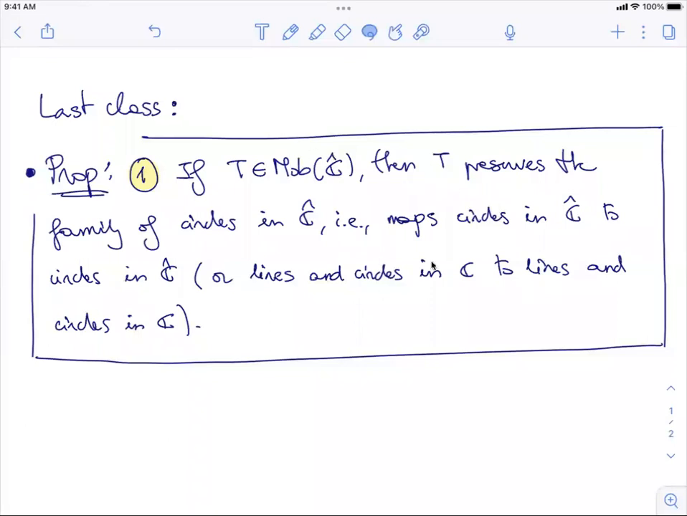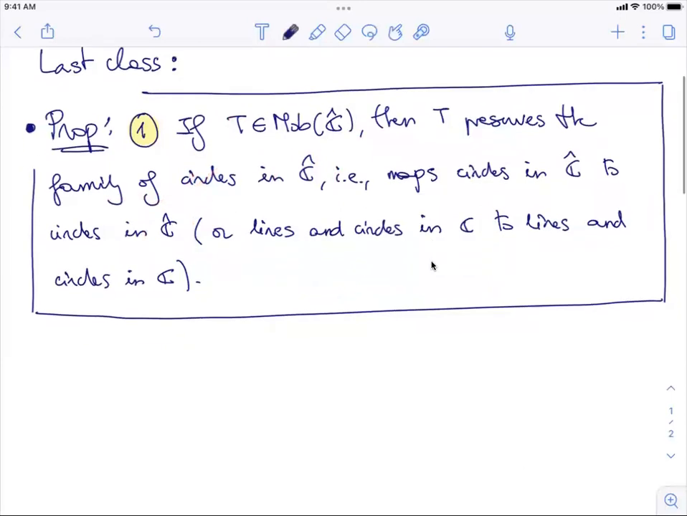Last class, we discussed this result that says that a Mobius transformation preserves the family of circles in the Riemann sphere, or extended complex plane C hat. Here, the goal is to show that any Mobius transformation will map a circle in the extended complex plane to another circle in the extended complex plane, which means that lines or circles in the complex plane get mapped to lines or circles in the complex plane. So we are going to prove this now.